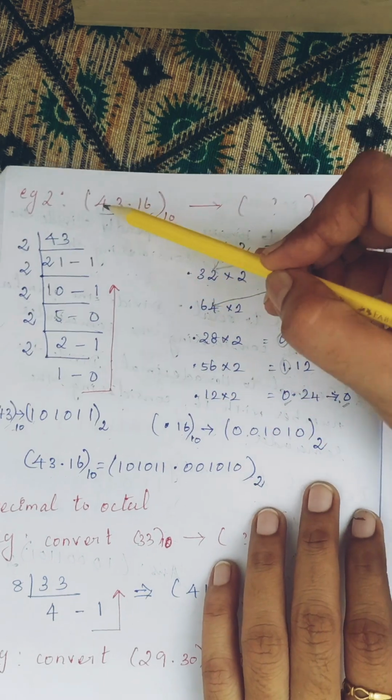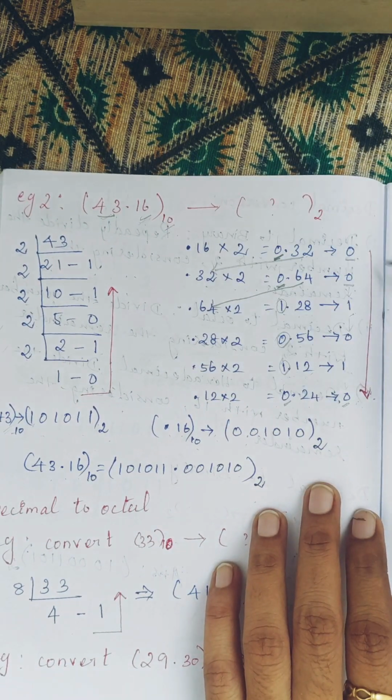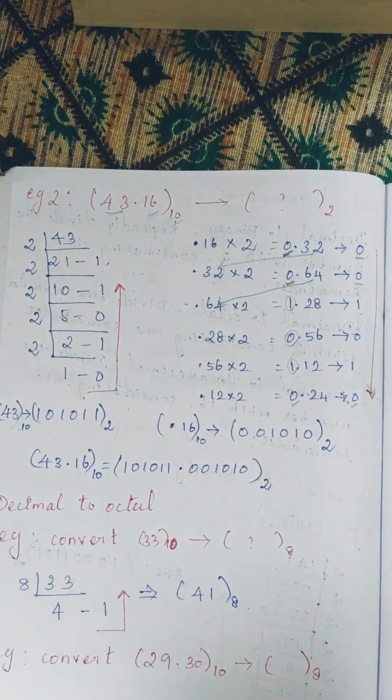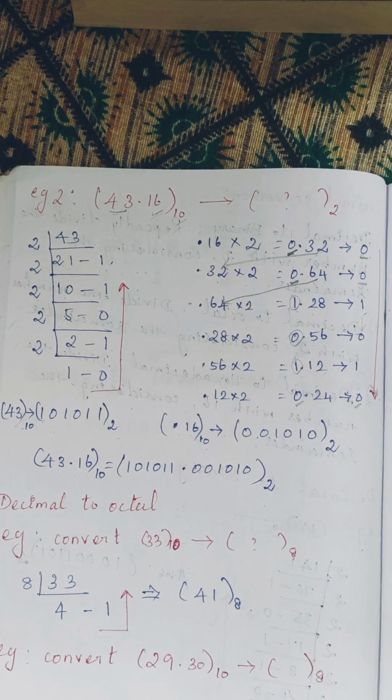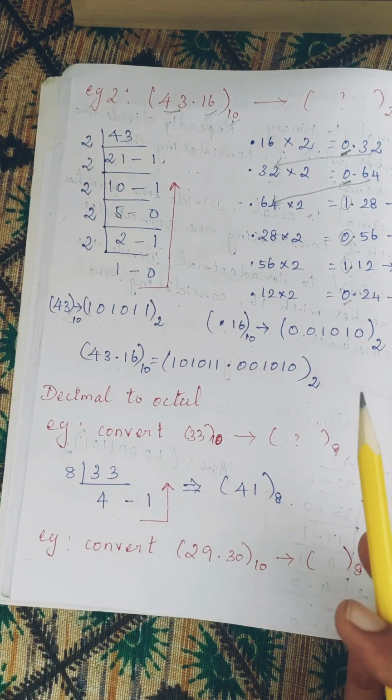Only the change for the integer part is bottom to top. For the fraction part we have to take from the top to bottom. Okay, this is the decimal to binary conversion. Okay, the next is the decimal to octal conversion.